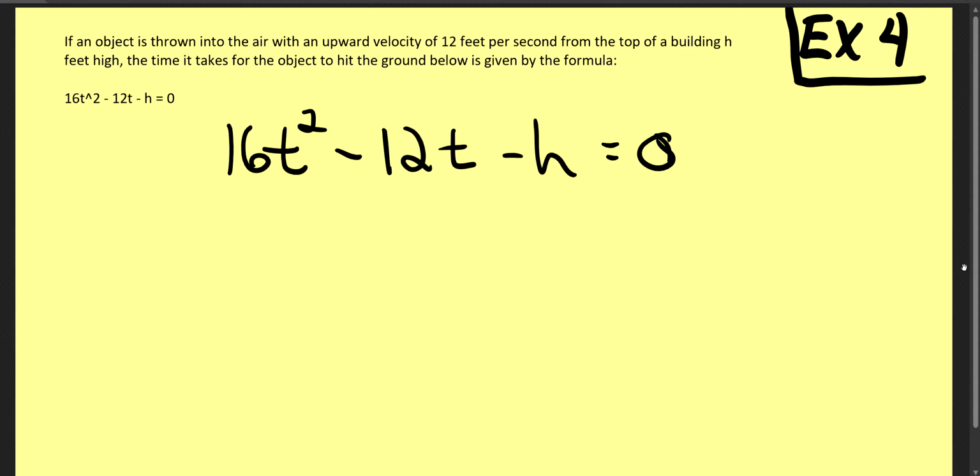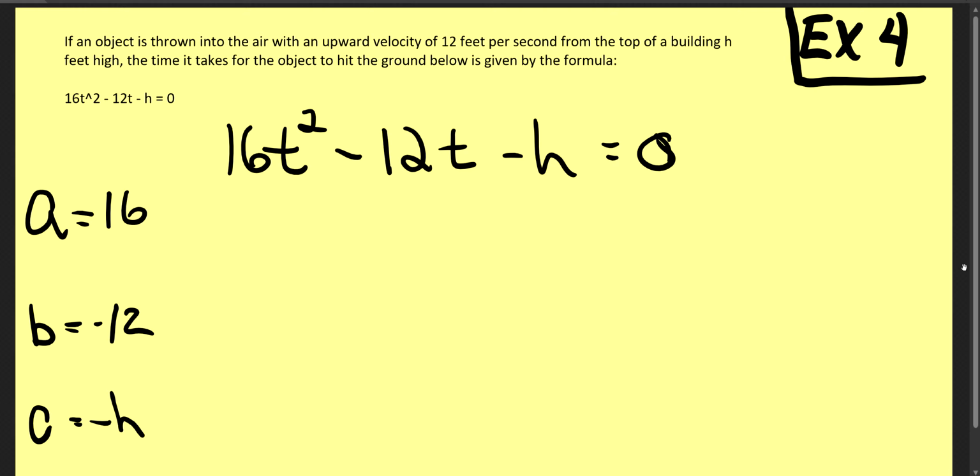Let's use the quadratic formula this time. So if we do, then a is going to equal 16, b is going to equal negative 12, and c will equal negative h. And that's the part that's a little bit odd about this problem. Let's fill it in and see what happens here.